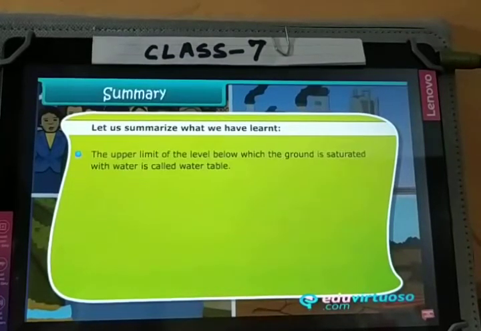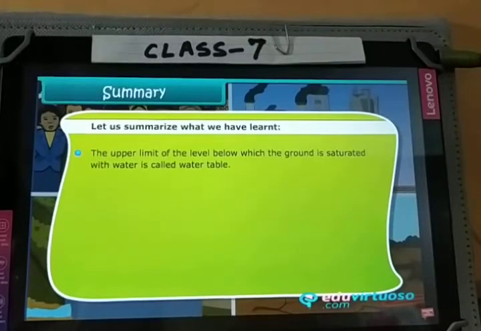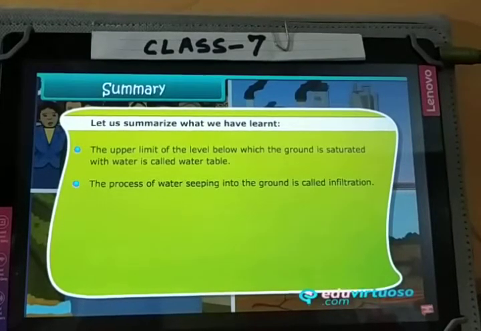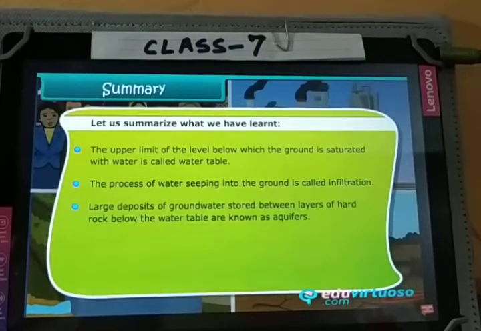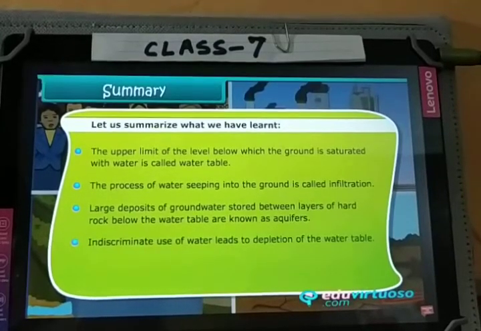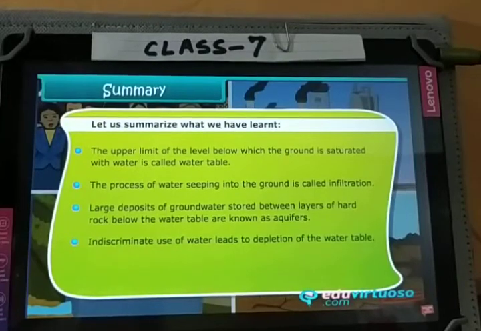The upper limit of the level below which the ground is saturated with water is called water table. The process of water seeping into the ground is called infiltration. Large deposits of groundwater stored between layers of hard rock below the water table are known as aquifers. Indiscriminate use of water leads to depletion of the water table.